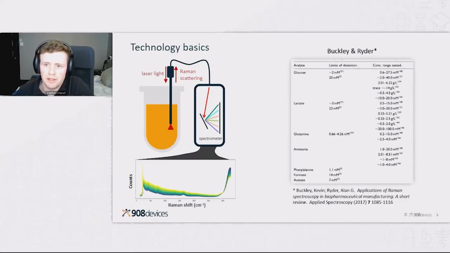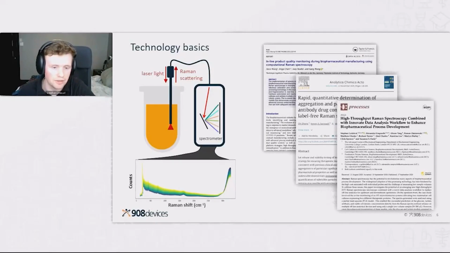This review here by Buckley and Ryder is a pretty good summary of what people have used Raman for in terms of detecting analytes. It includes their limits of detection, the concentration ranges they were looking into. But people have also looked at using Raman to do stuff like predicting aggregation and titer as well.